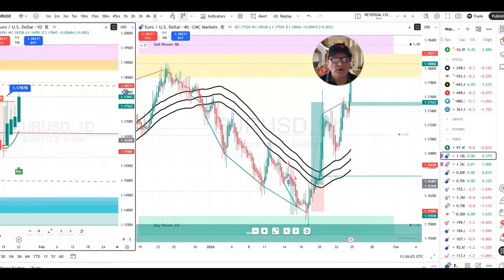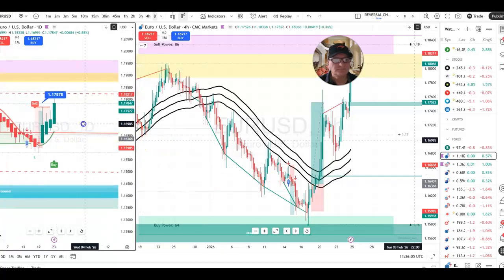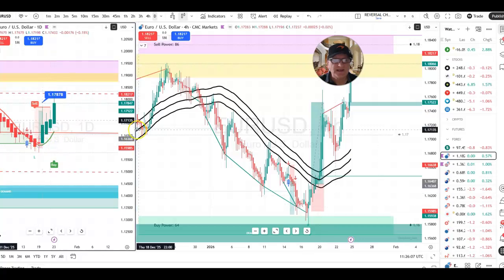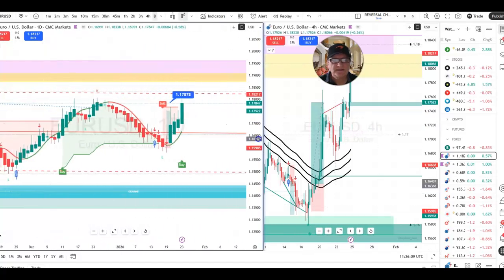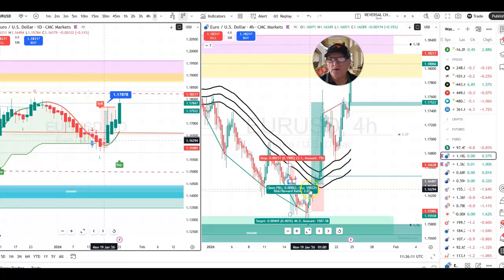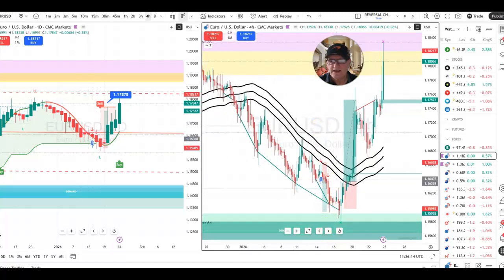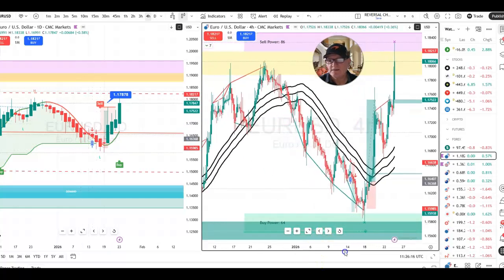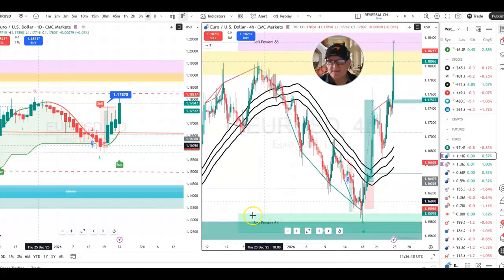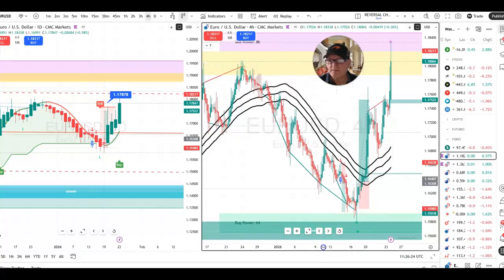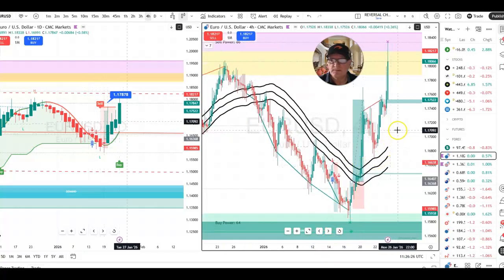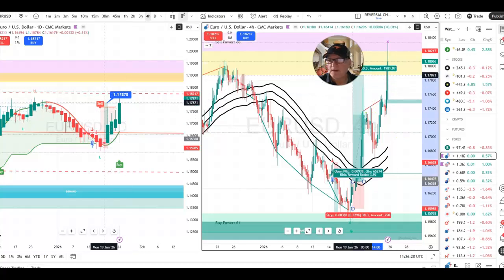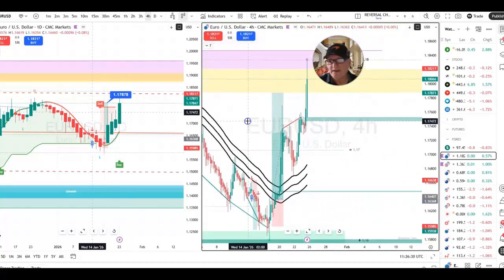Of course, the euro dollar has gone up, as we can see above the 20 on the daily, and that's what you're looking for. And of course, it had a nice reversal here. See that there, buy power of 64. So this was an opportunity to get into that position if you wanted to, and it rose above the 50 moving average, which was a great buying opportunity back up into supply.